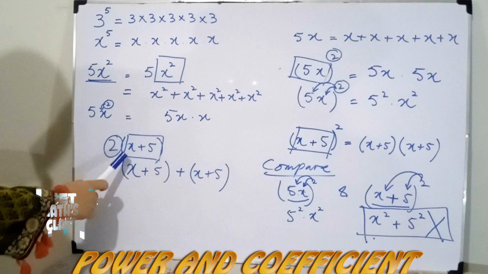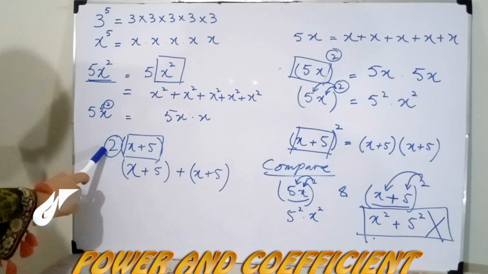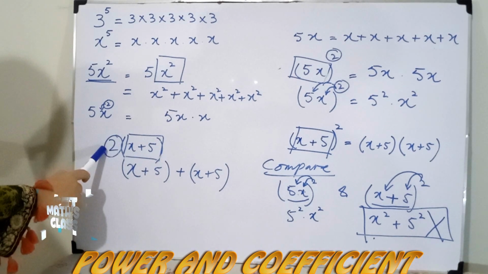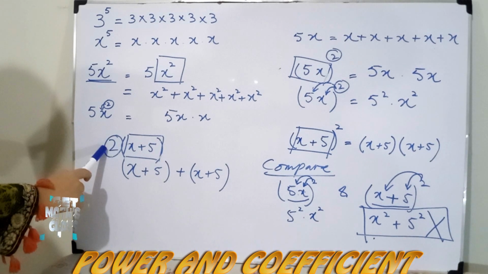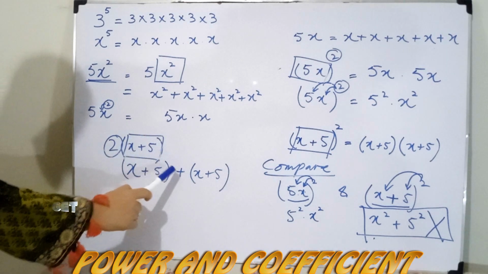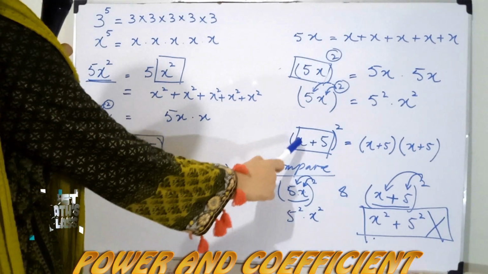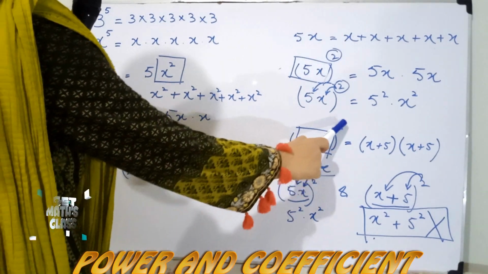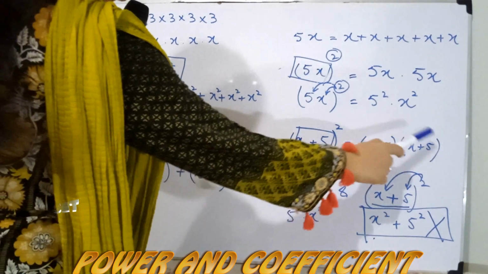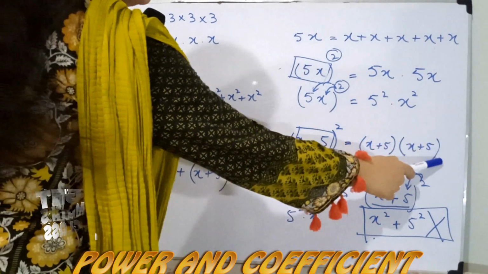Now here come to this example. The number x plus 5 is inside the bracket and has the number 2 outside the bracket. The number 2 is taken as coefficient. Coefficient means the number is adding itself 2 times. So the basic number x plus 5 is adding itself 2 times. Now again the same number x plus 5 with power 2. Power shows the number is multiplying itself 2 times. So we write x plus 5 into x plus 5.